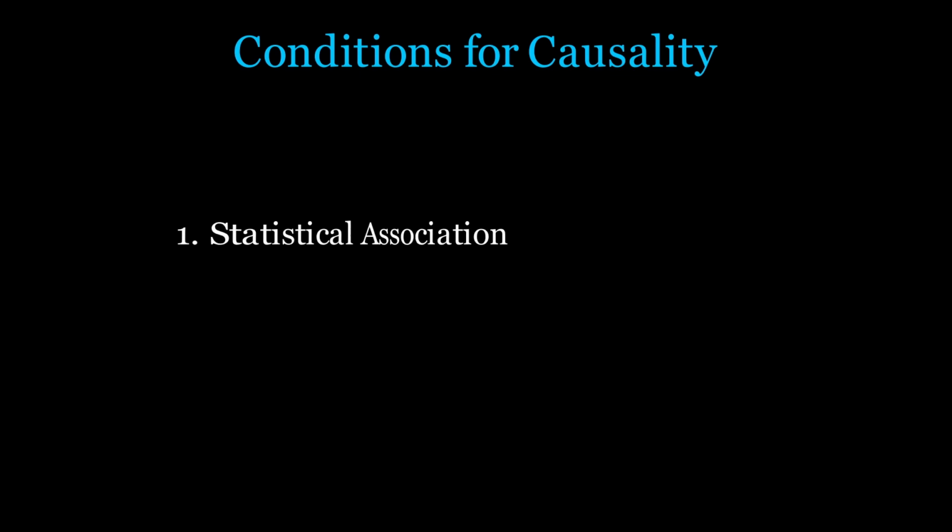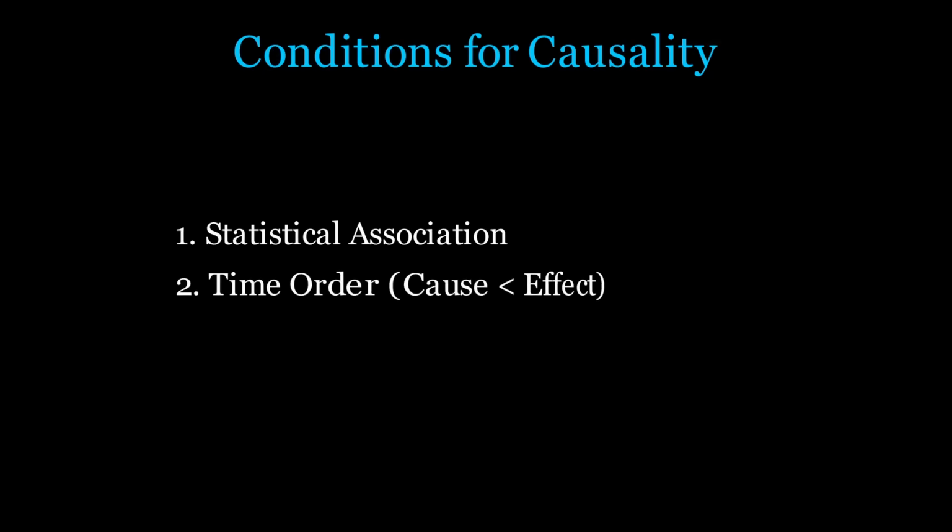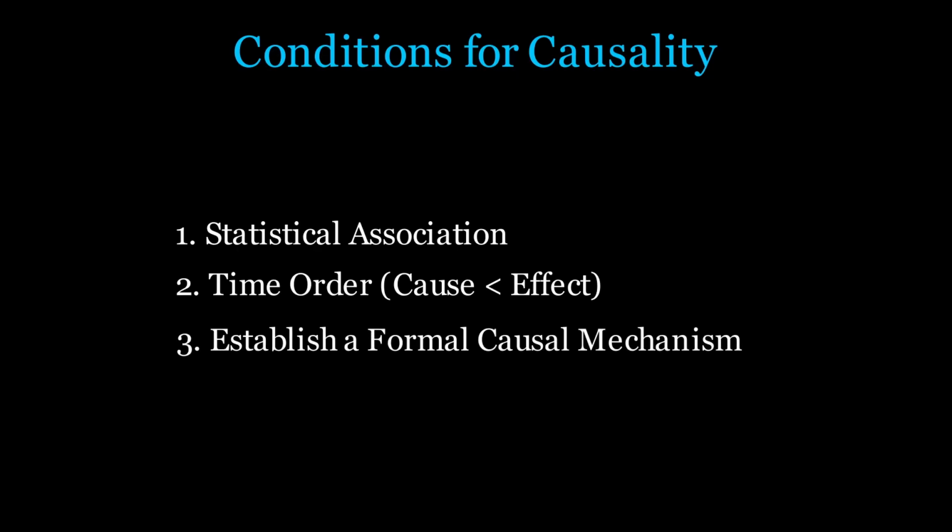Before we move on, a quick note on causality. This list is directly from the source material, so it can easily show up on the exam. There are 3 conditions that must be met to establish causality. First, there has to be a statistical association between the variables. Second, time order. The cause must happen before the effect. And third, the elimination of alternative hypotheses or establishment of a formal causal mechanism.